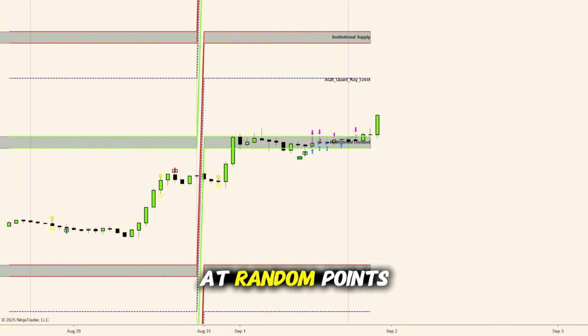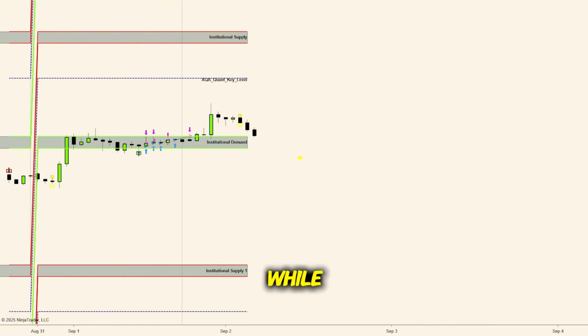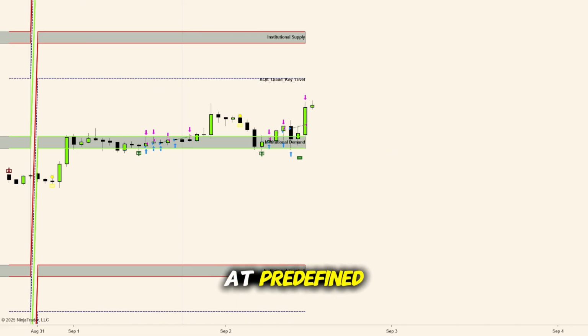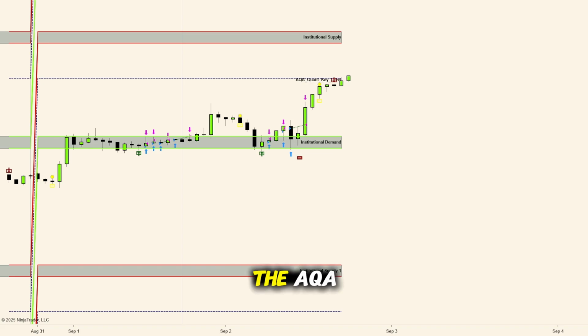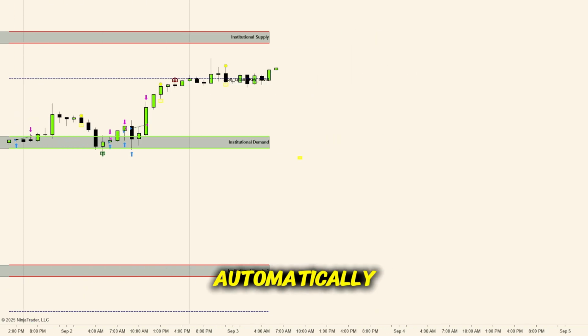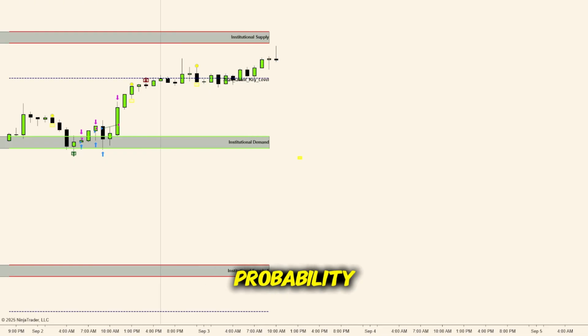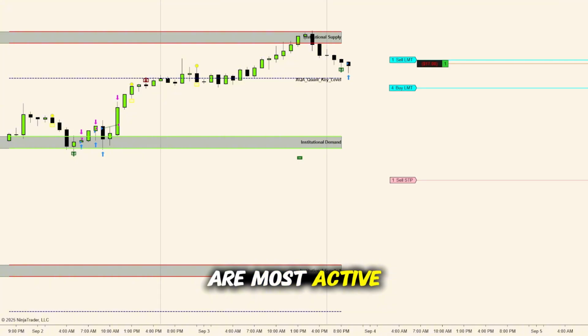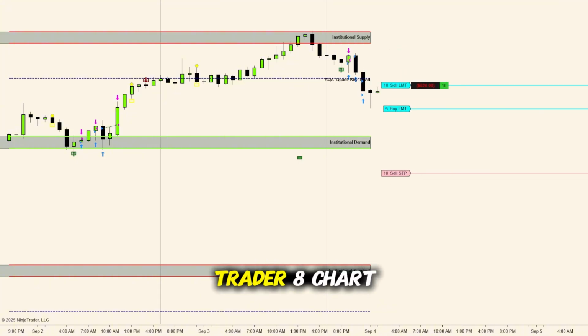They enter at random points in the middle of nowhere, while large players are quietly building or offloading positions at predefined price levels. The AQA Institutional Levels Indicator solves that problem by automatically plotting those high probability rails, the price zones where institutions are most active, directly on your NinjaTrader 8 chart.